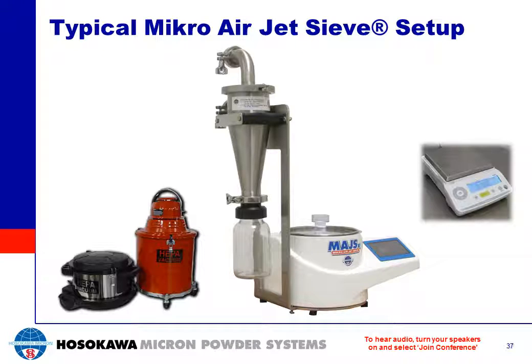This is your typical setup of an MAJSX. Here you can see the compatible electronic balance, which communicates directly to the MAJSX. And here this shows the optional high-efficiency cyclone, which can capture particles 10 microns and higher. And of course, the industrial vacuums, which is the driving force behind the air pressure that's created in the MAJSX.